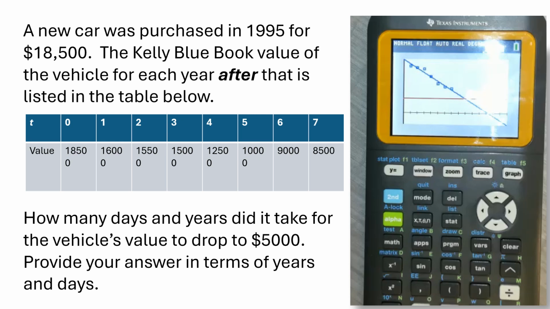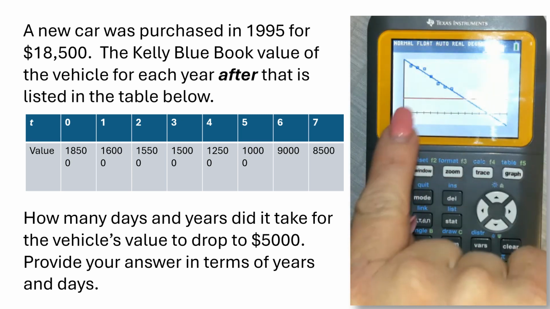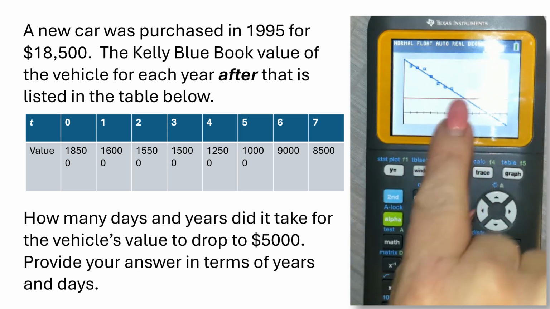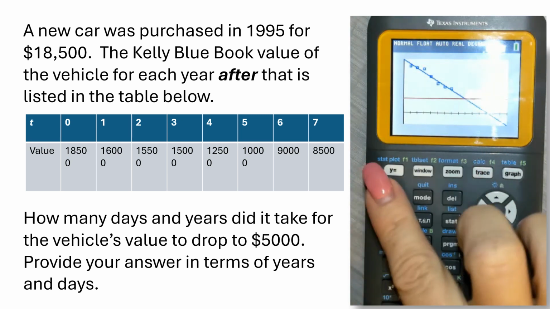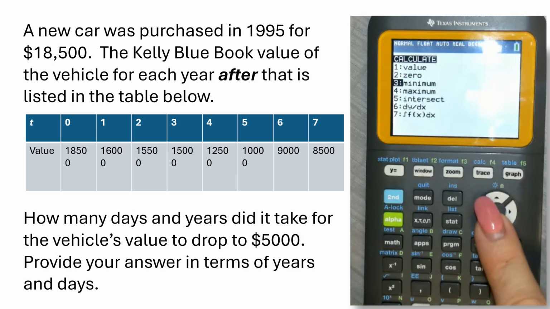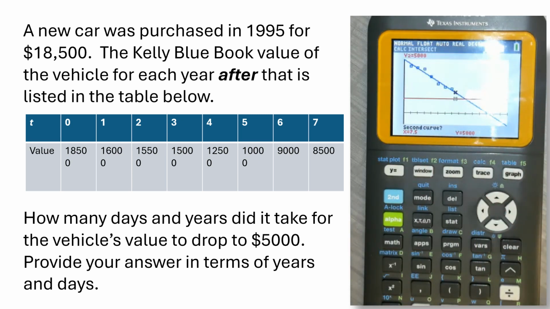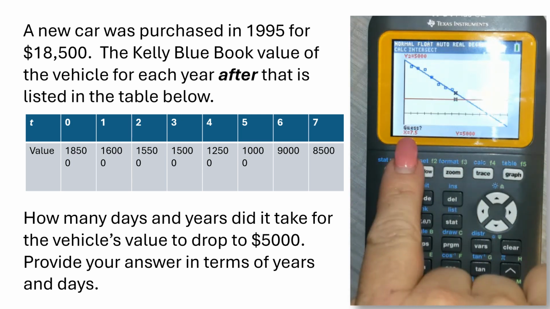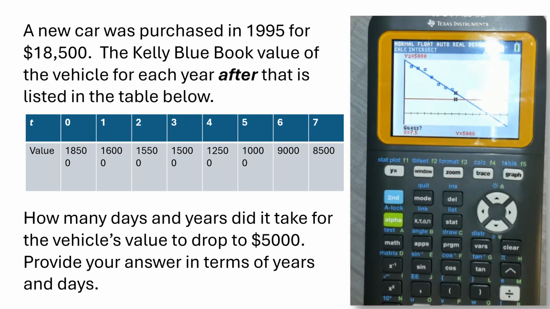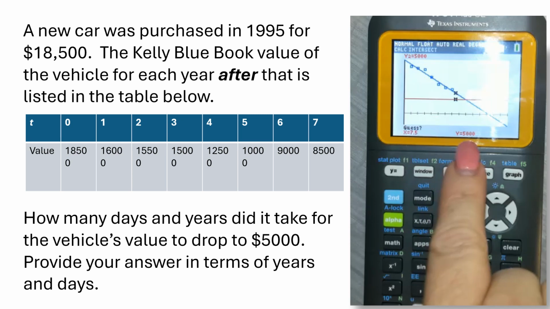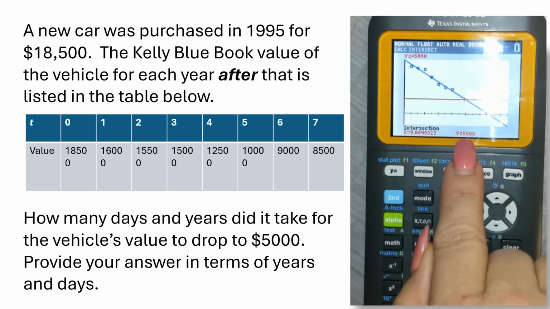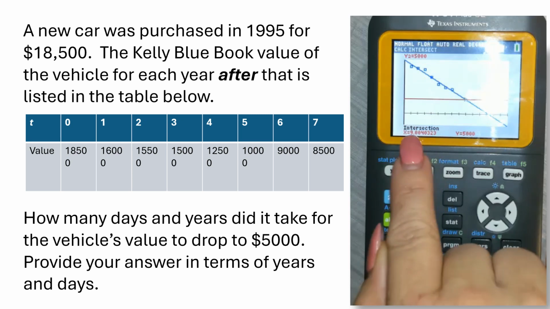In class today, we learned how to solve systems using the intersection key on a graphing calculator. I want to know, when is the value of the car 5,000? I want to know that intersection value. I can find that by going second trace and down to intersect, pressing enter, enter, enter, and we come up with this time frame. So what does this mean?